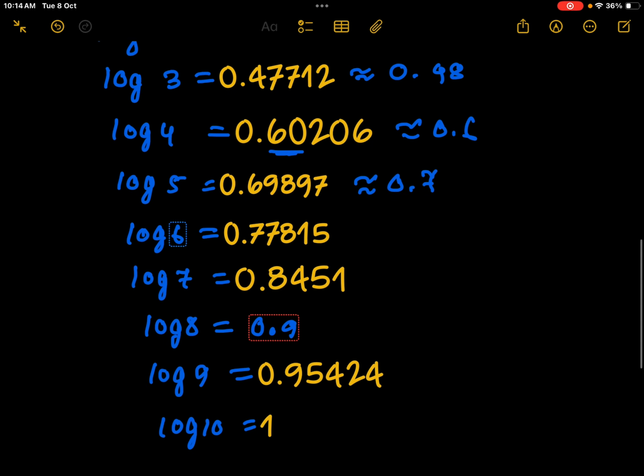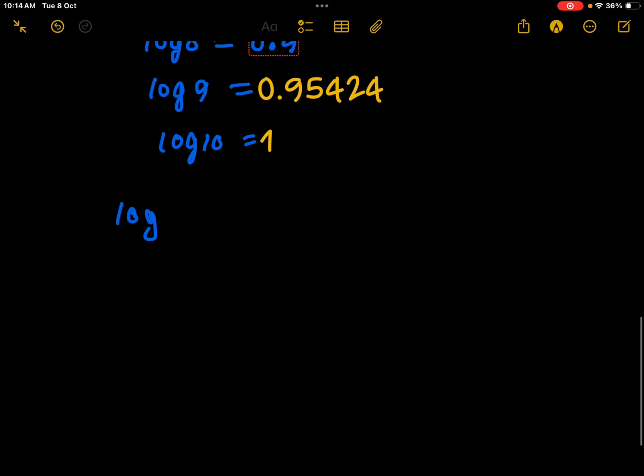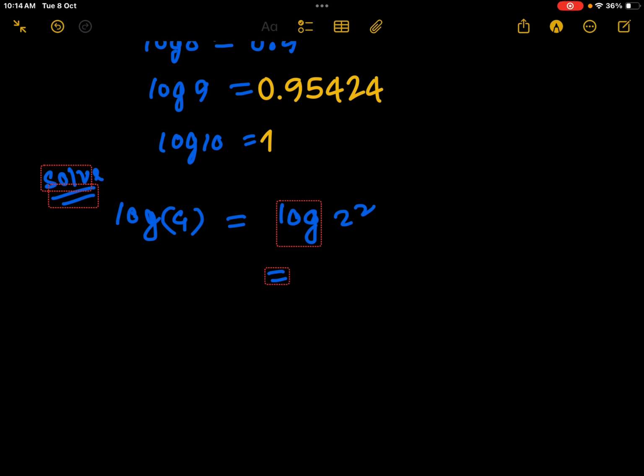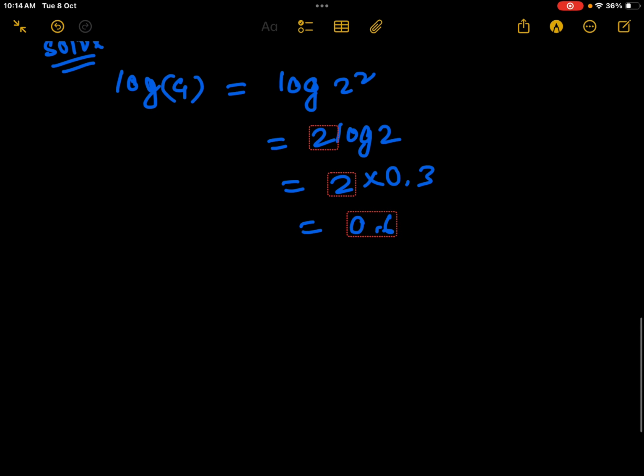Now if we forget some values, like let us say we don't know the log 4 value, how can we find it in the exam? Let's solve a question, log 4. Can we write it as log of 2 squared? So this 2 will come out, giving 2 log 2. Now we have to remember the log 2 value, that is 2 into 0.3, so it is 0.6, right?